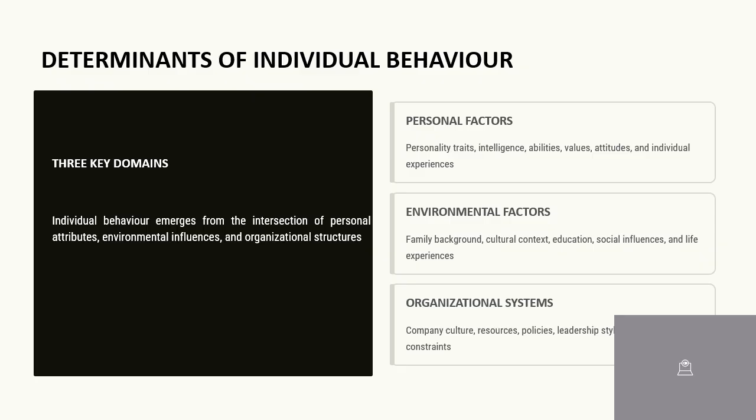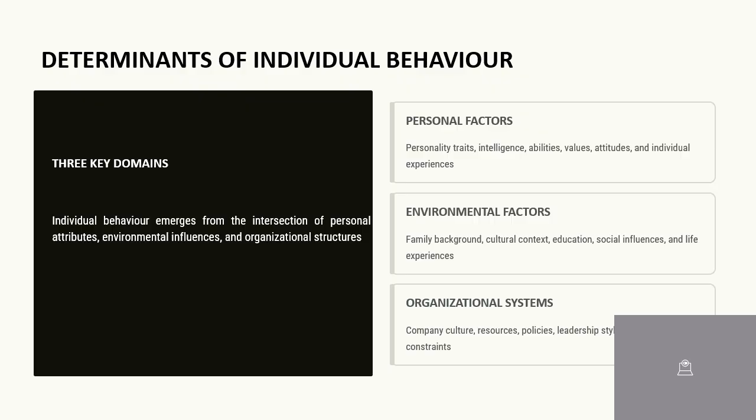Now, coming to the key determinants, what shapes behavior is what we are seeing here. There are three domains: personal factors, environmental factors, and organizational systems. Personal factors are our basic personality, our intelligence, our values, our attitude, and all that. Environmental factors means we all come from different environments. It can be family upbringing, culture, our experiences, our social influences, etc. The last one is the organizational system itself, right? The company where we work, its culture, the resources we get, the policies adopted by the company, the leadership there, etc.